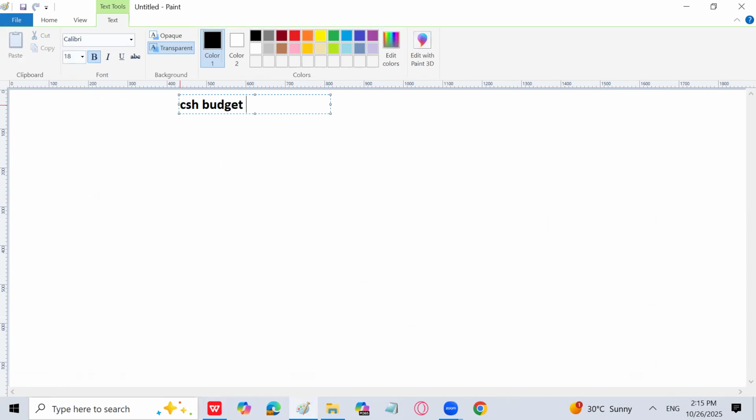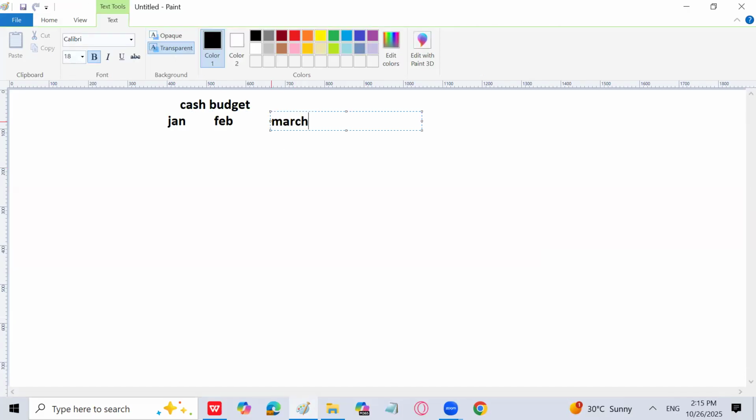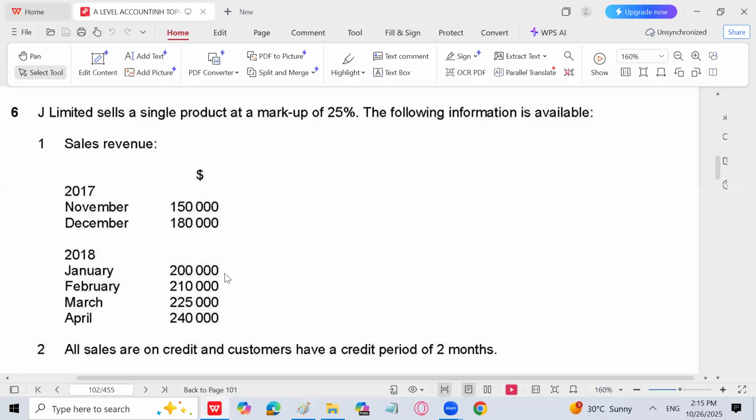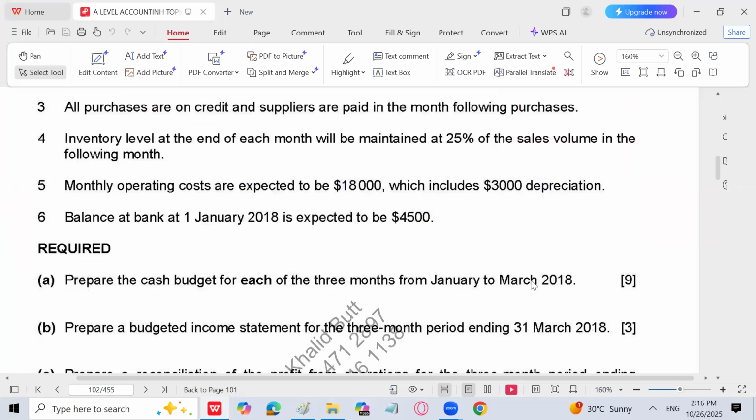We are preparing the cash budget for January, February, and March. That is what is required from us, that we prepare the cash budget for the 3 months, January, February, and March. If you just look at the question again, let me make it very clear: 3 months, January to March 2018.